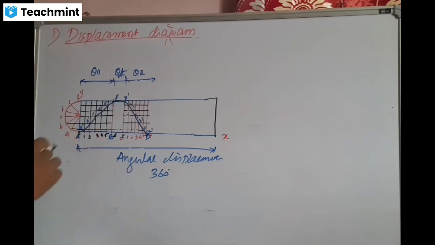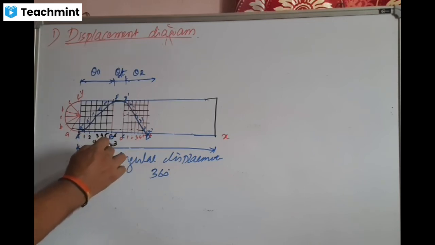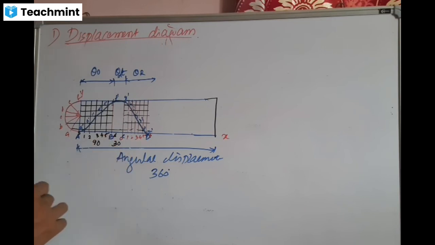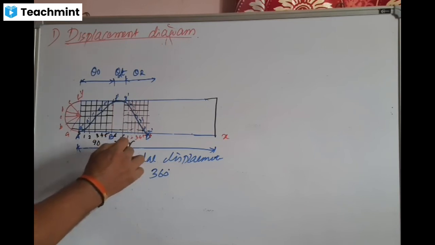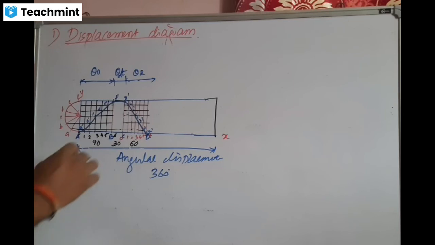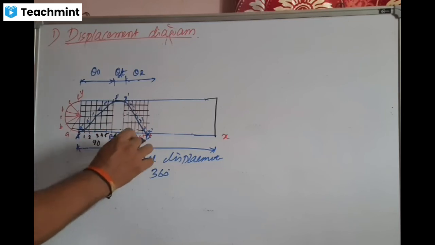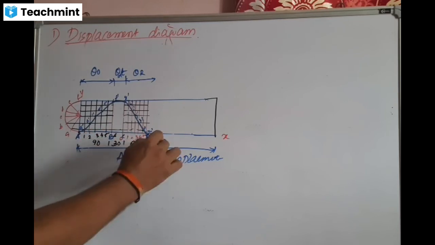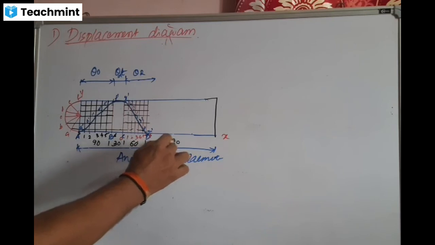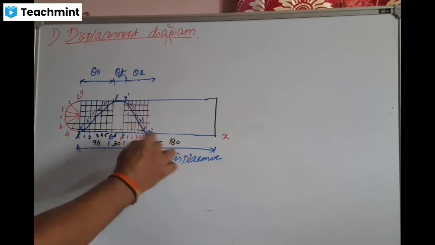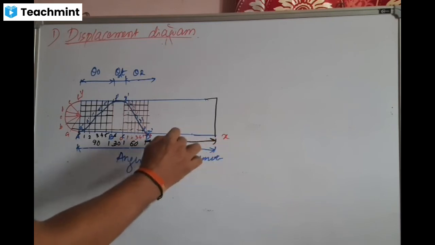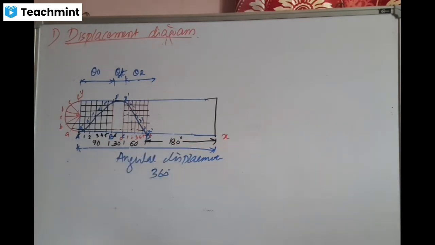Now AB is the angle of 90 degrees for outstroke. Again, dwell at top position is 30 degrees. Again, 60 degrees is the angle of return. Now the rest of the angle, 180 degrees, is the dwell at lower position.